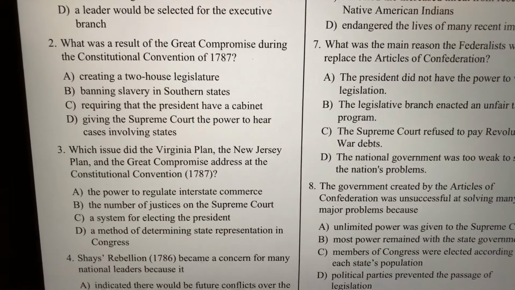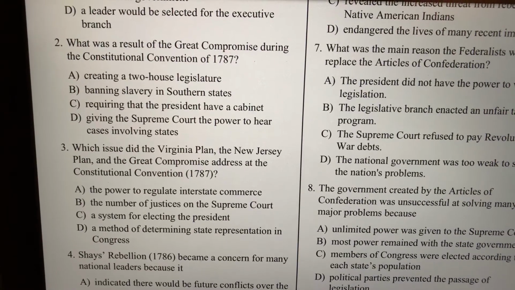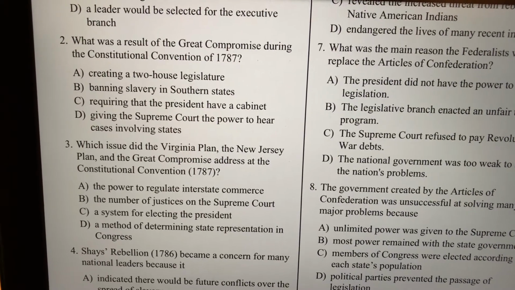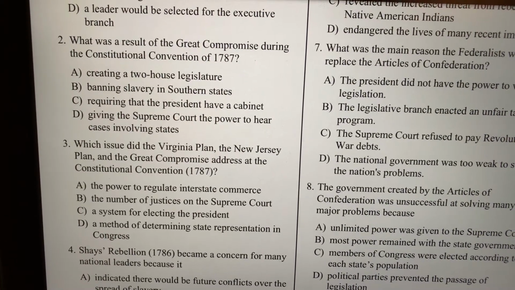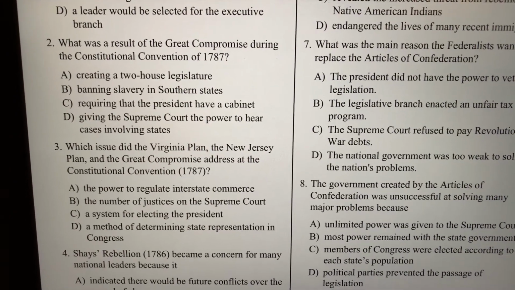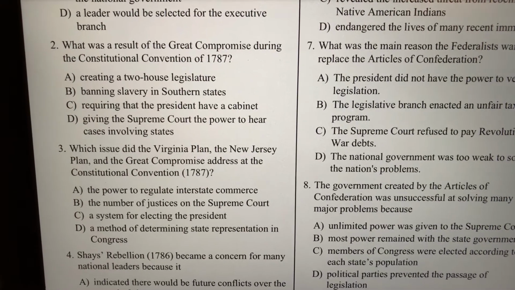Number 2. What was one result of the Great Compromise during the Constitutional Convention of 1787? A. Creating a two-house legislature. B. Banning slavery in southern states. C. Requiring that the president have a cabinet. D. Giving the Supreme Court the power to hear cases involving states.